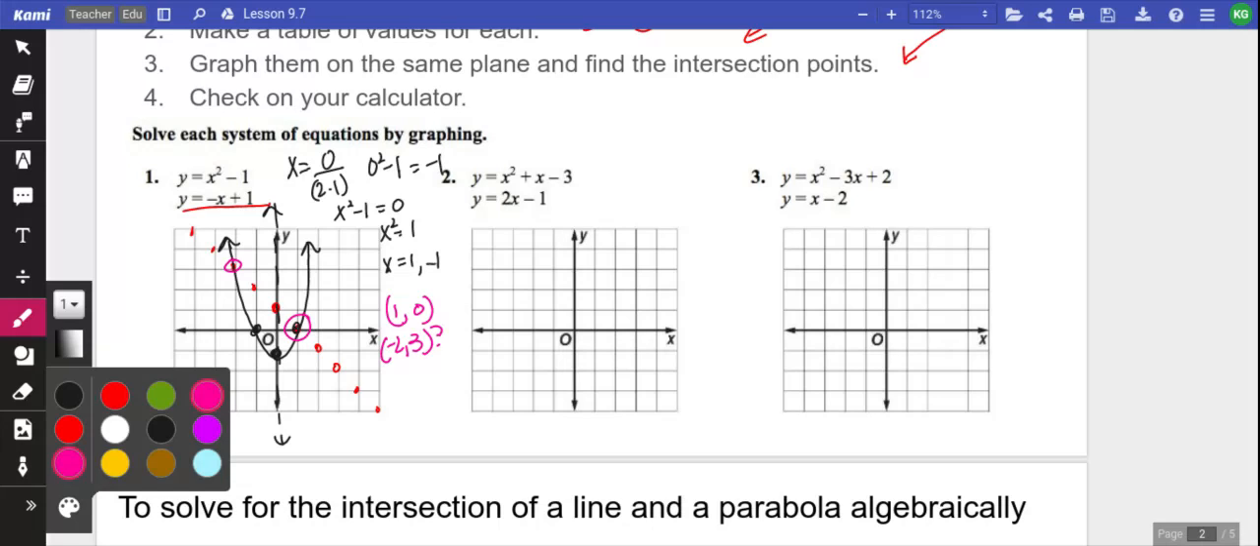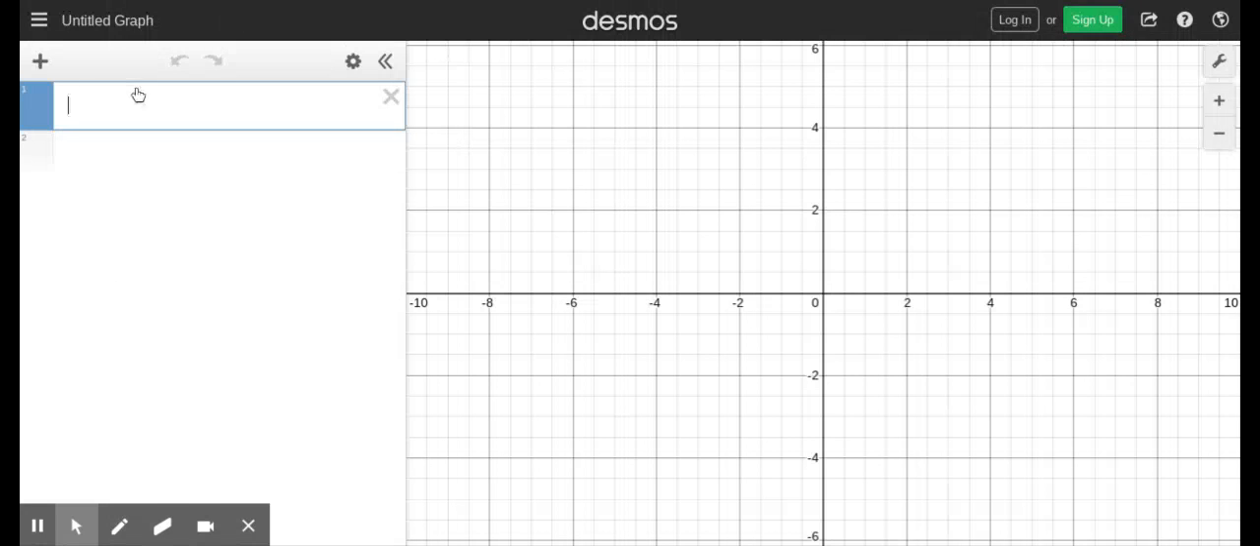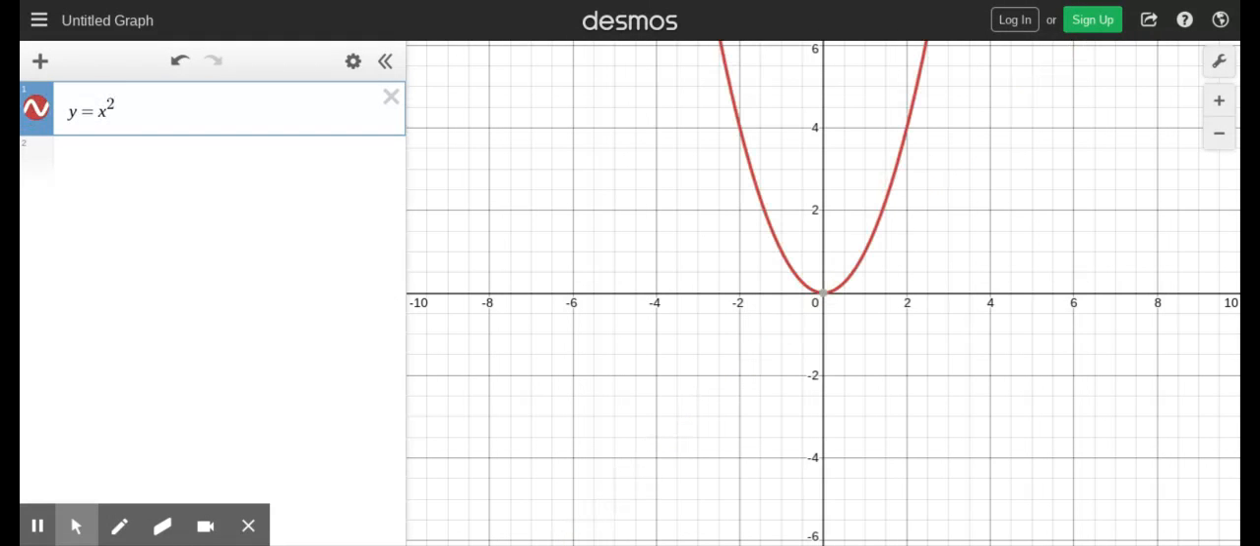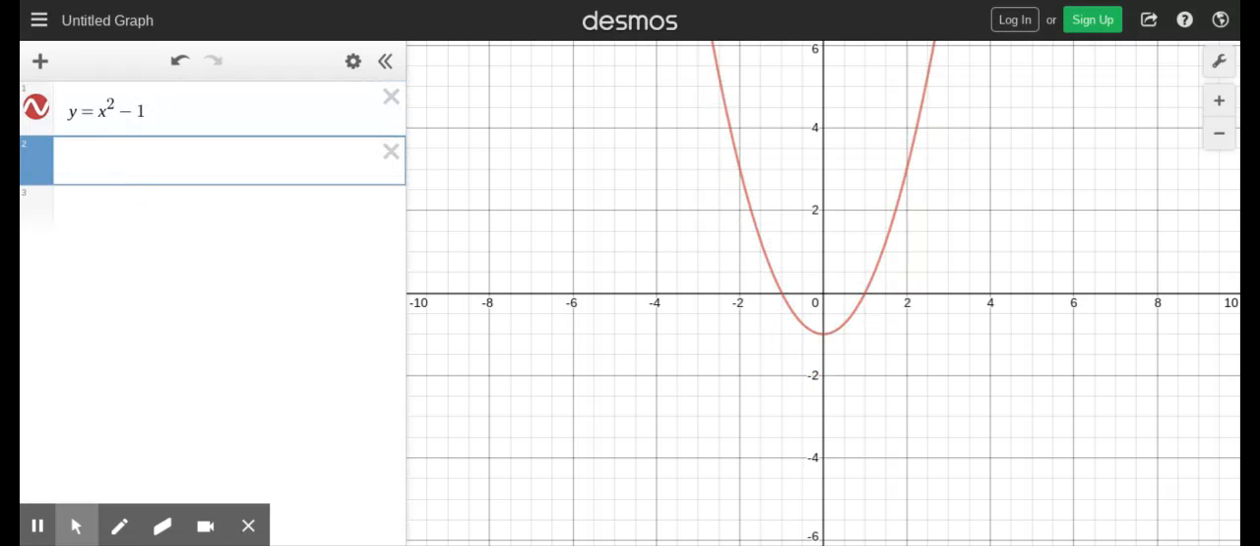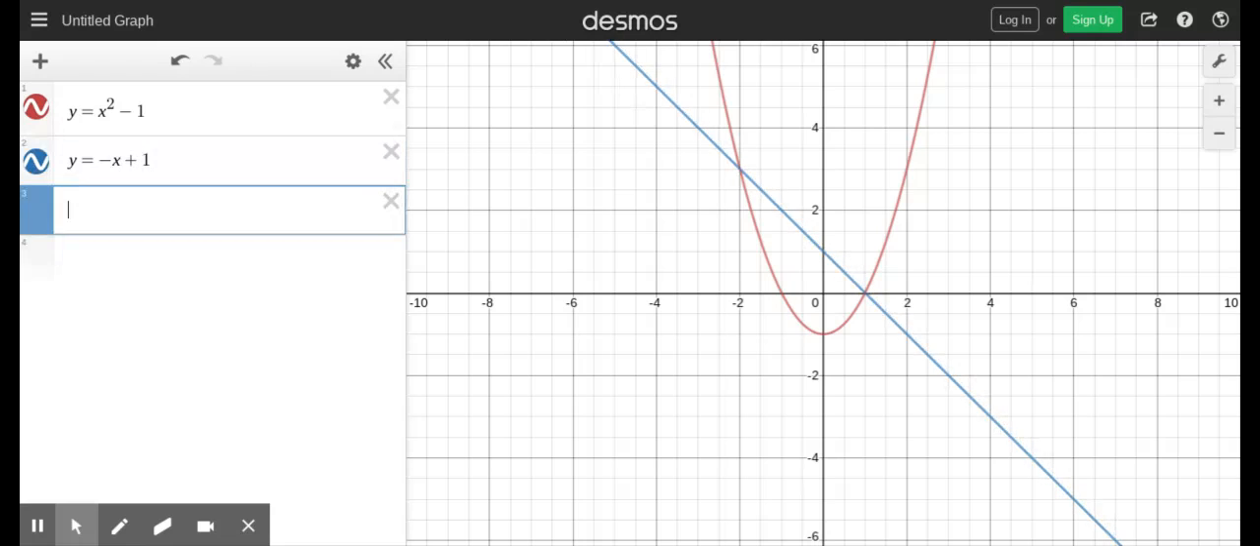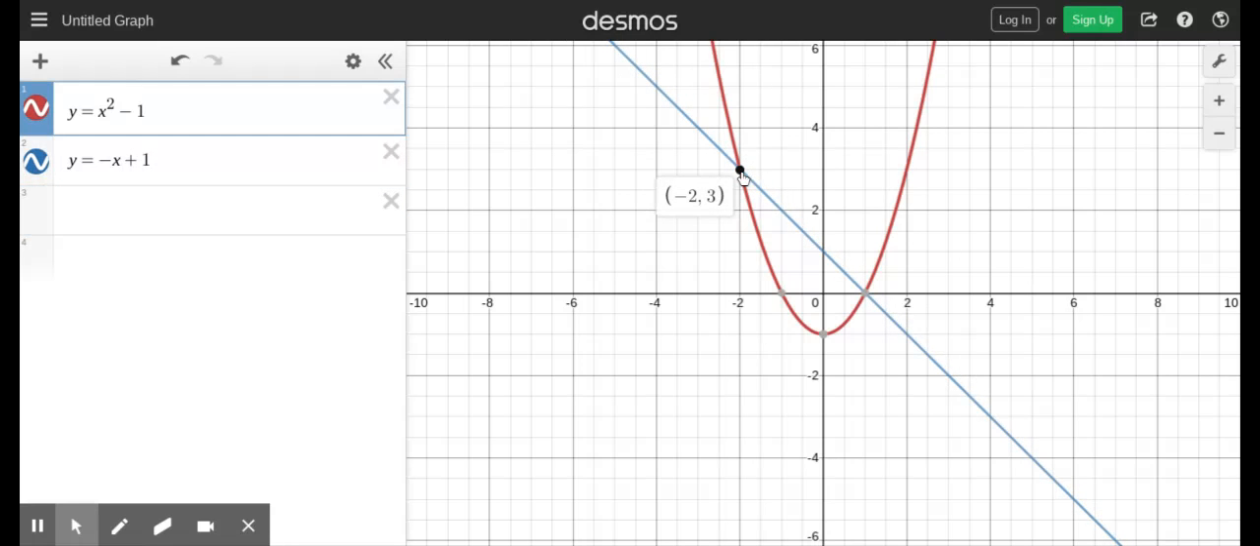I'm just going to do it in decimals just to make sure. To change it, Shift Alt F. All right, so we have y equals x squared minus 1 and y equals negative x plus 1. And so you can see that we did guess right. The other one is at negative 2, 3, and the other one is at 1, 0.